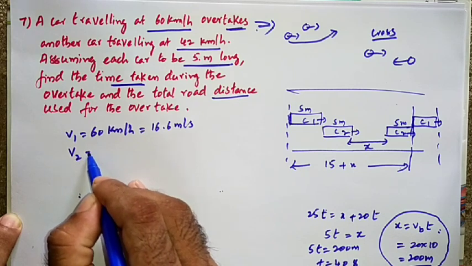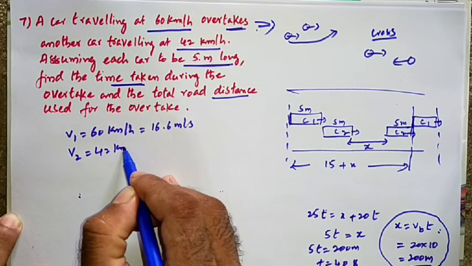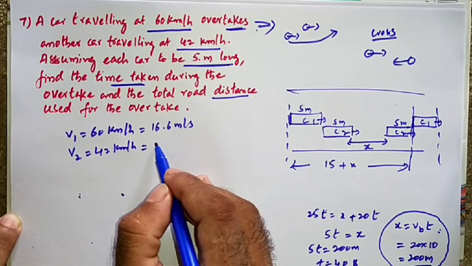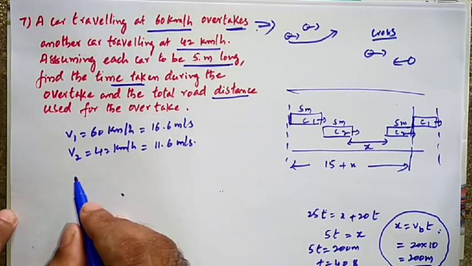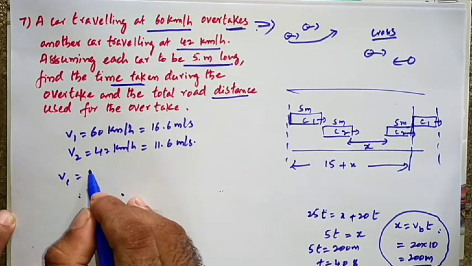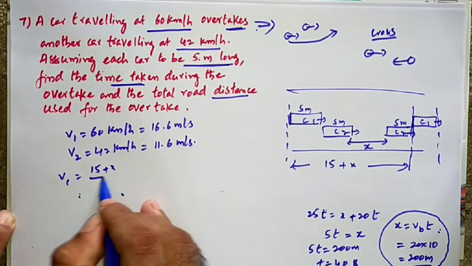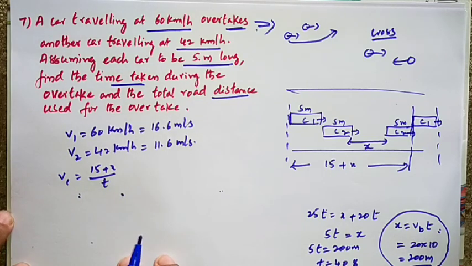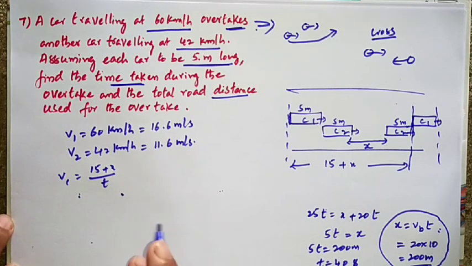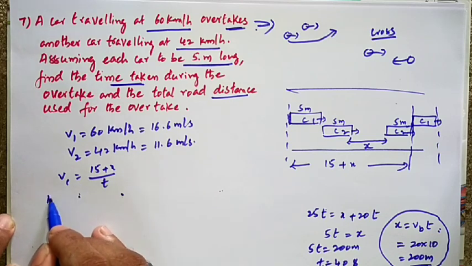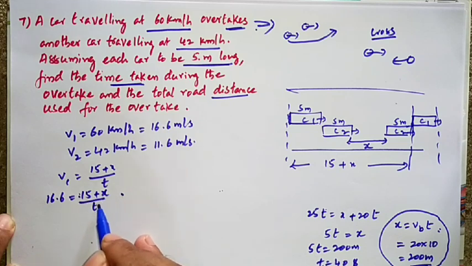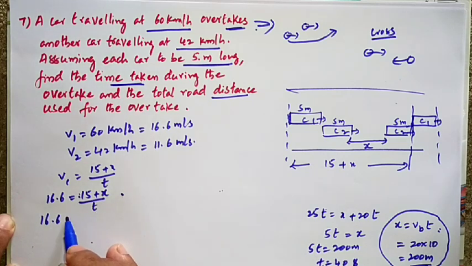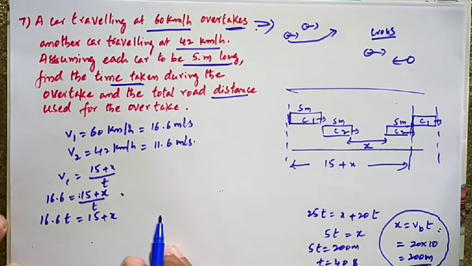Next, what is the velocity of the second car? 42 km per hour. If you convert this, what do you get? It is 11.6 meters per second. Now V1 is equal to distance by time. What is the distance? 15 plus X, by time t. Now simplify this. 16.6 is equal to (15 plus X) by t. Then I can write 16.6 into t is equal to 15 plus X. Let us say this is equation 1.